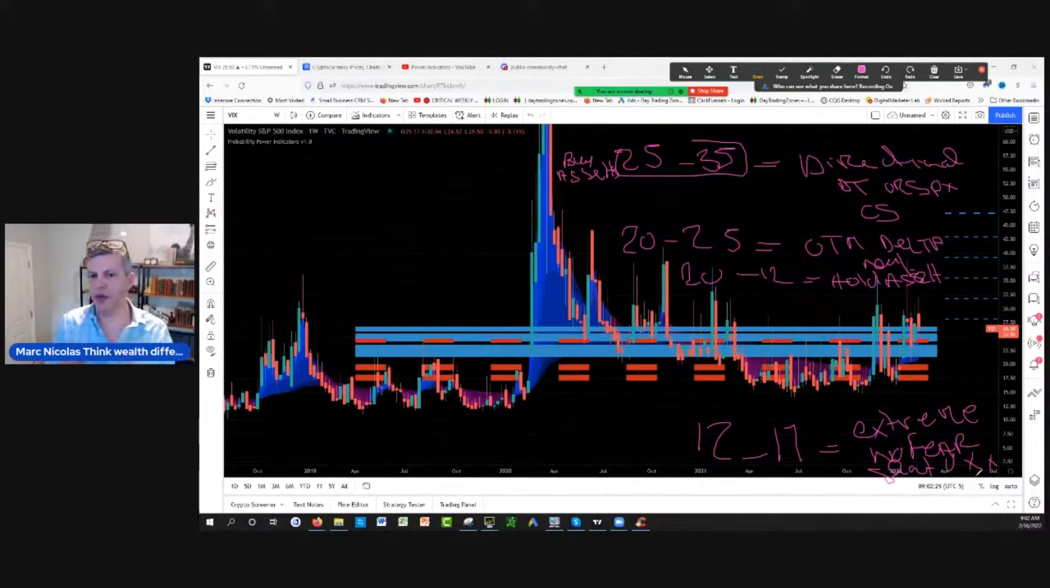So this is a frame to help you in the market, whether you do cryptos or the stock market, to think about the VIX. And I think this is a very, very helpful frame.